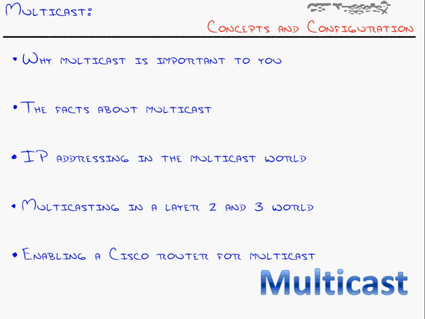Finally, we looked at enabling a Cisco router for multicast. We saw the key command IP multicast routing from global config mode. And then we got into the IP PIM sparse mode and IP PIM dense mode options that we have for routing protocol. I hope this has been informative for you, and I'd like to thank you for viewing.